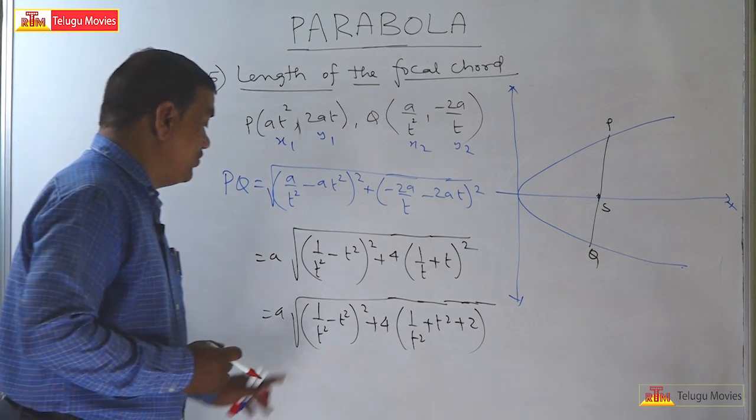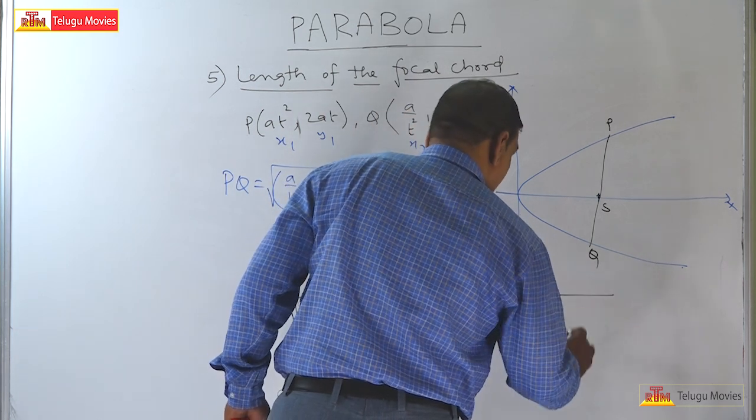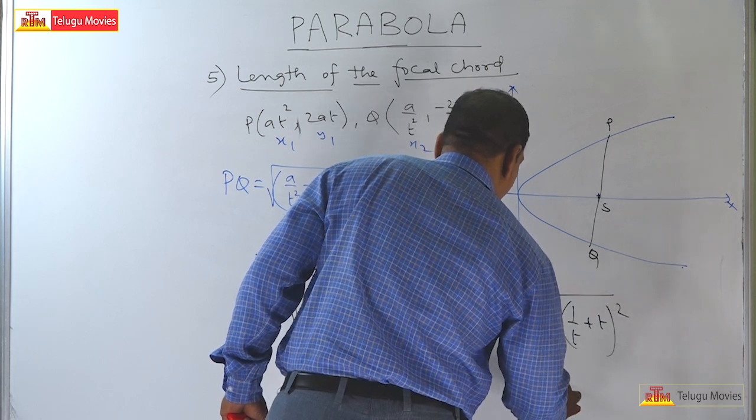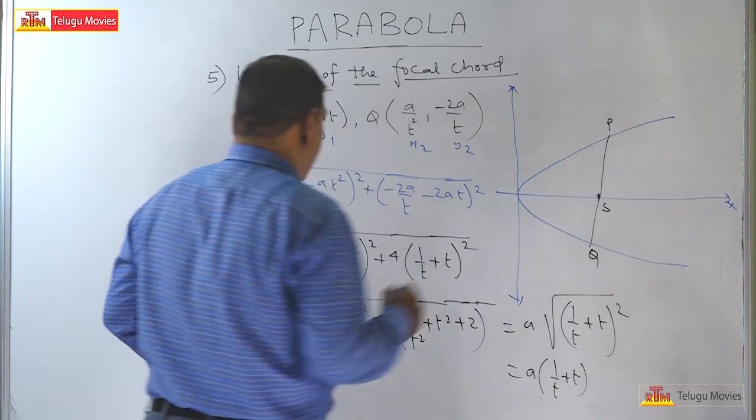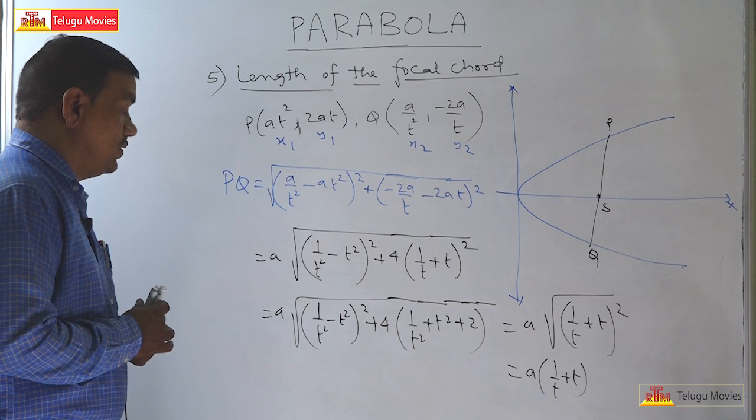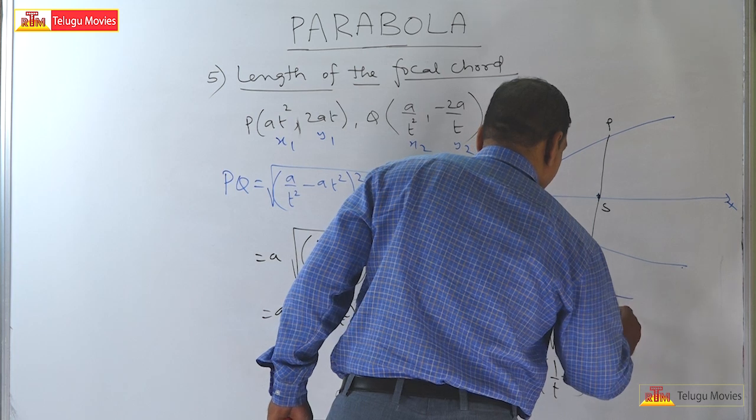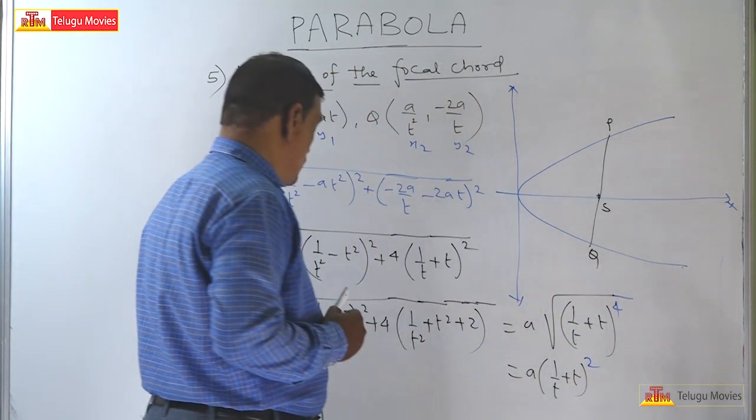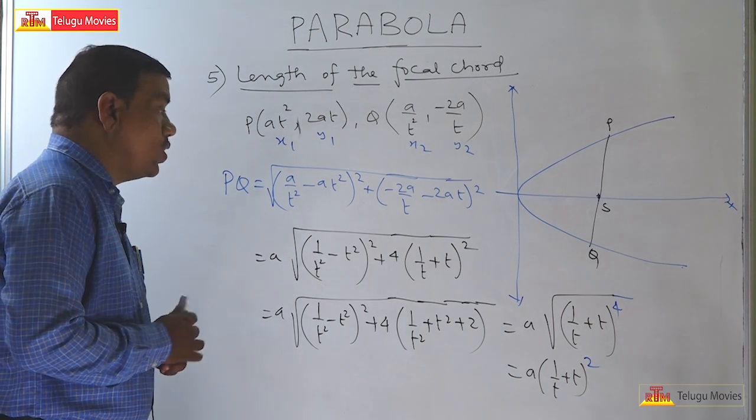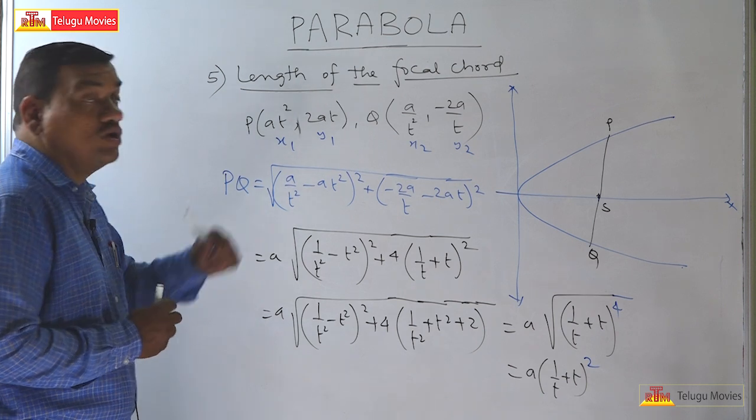If you simplify this, your ultimate answer is (t plus 1 by t) whole square. So if you simplify this, this is equal to a times under square root of (1 by t plus t) whole square. Again, check it here. So whole to the power of 4 you will get, here you will square. (1 by t plus t) whole to the power of 4 you will get, ultimately you will get a times (t plus 1 by t) whole square.